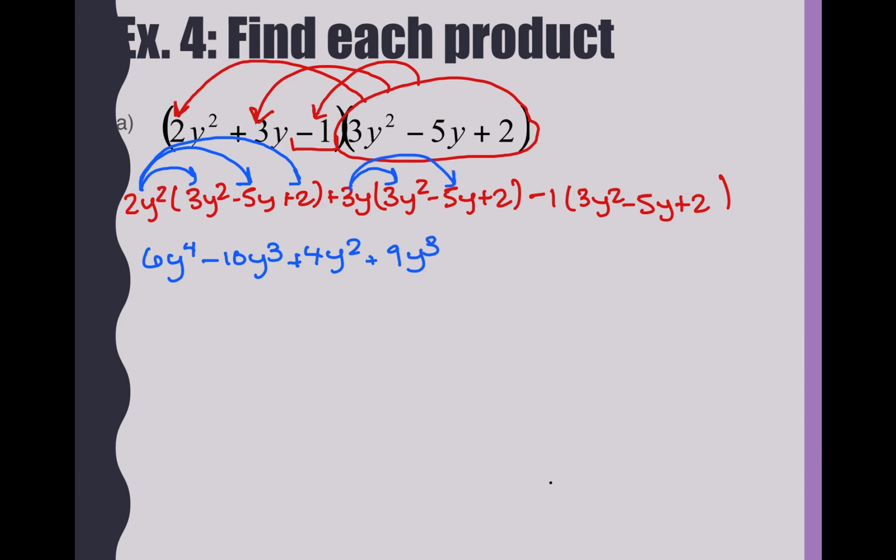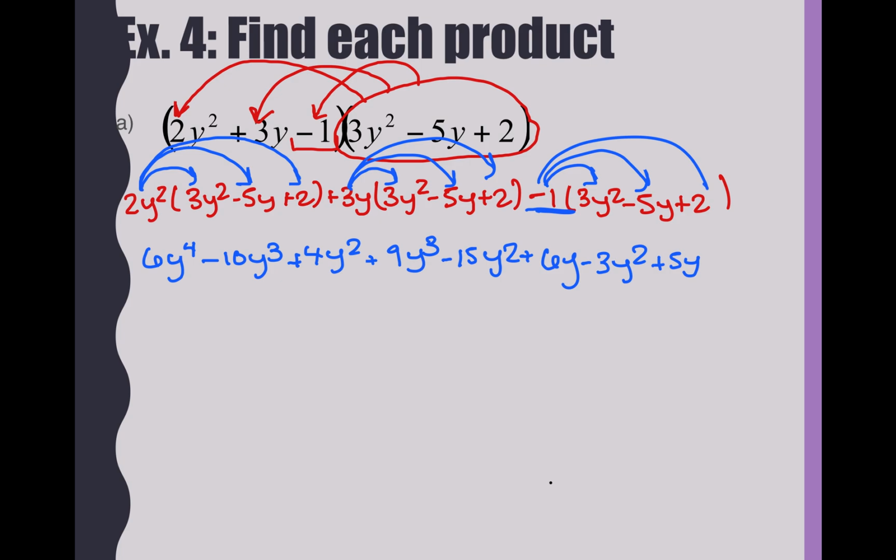3y times negative 5y is negative 15y squared, and 3y times 2 is 6y. And lastly, remember this is a minus 1, and negative 1 times 3y is negative 3y squared. Negative 1 times negative 5y is plus 5y, and negative 1 times 2 is minus 2. Those are a lot of terms, so we have to combine like terms again.